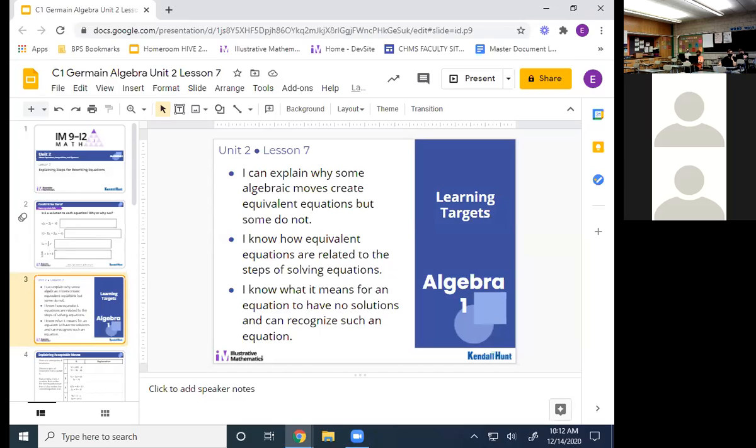Next one: I know how equivalent equations are related to the steps in solving equations. So when you're looking at steps, you're going to know they're equivalent if every single step that you take maintains equity on both sides. If you maintain equity, then they're going to be equivalent. Good. Now, last one: I know what it means for an equation to have no solutions and can recognize such an equation. This is a throwback to the last unit, right? We talked about no solutions.